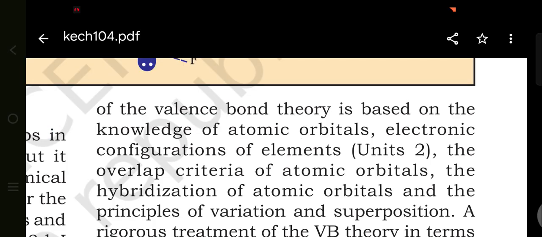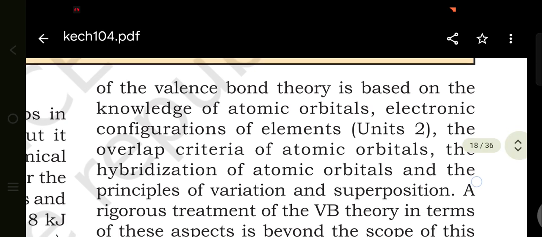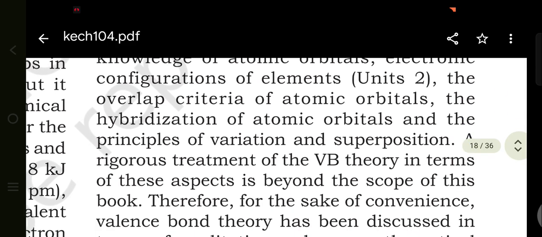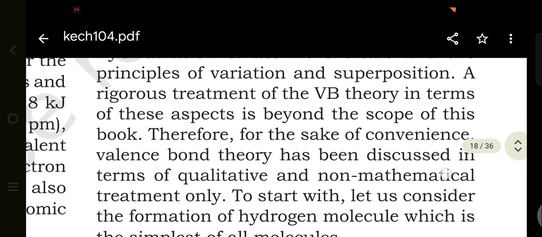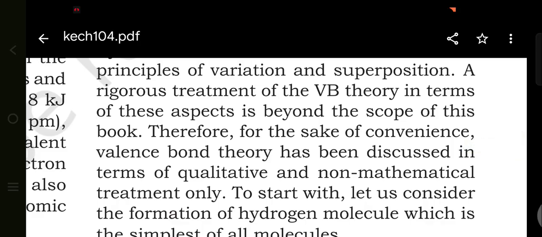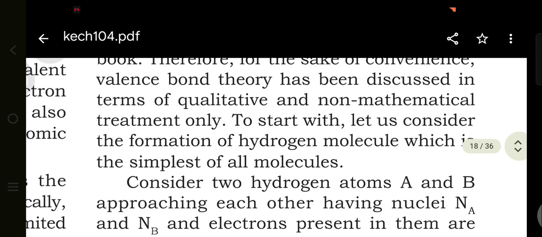A discussion of the valence bond theory is based on the knowledge of atomic orbitals, electron configuration of elements, the overlap criteria of atomic orbitals, the hybridization of atomic orbitals, and the principles of variation and superposition. A rigorous treatment of the valence bond theory in terms of these aspects is beyond the scope of this book, and therefore, for the sake of convenience, valence bond theory has been discussed in qualitative and non-mathematical terms only. To start with, let us consider the formation of the hydrogen molecule, which is the simplest of all molecules.